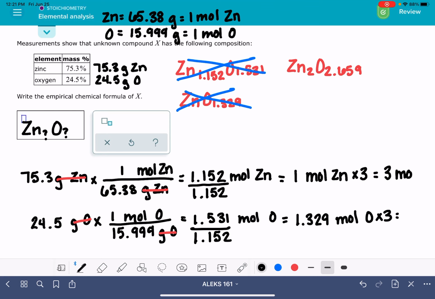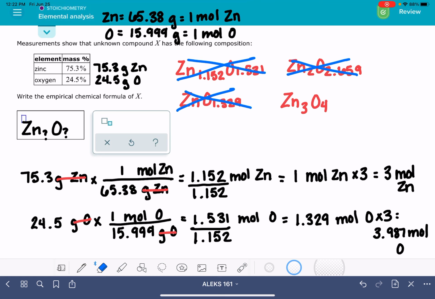So 1 times 3 is 3 moles of zinc, and 1.329 times 3 is 3.987 moles of oxygen. Now that is close enough to 4 that I feel comfortable rounding that. That's what I'm talking about in terms of getting nice and close. So now we have 3 moles of zinc and we have 4 moles of oxygen. Zn3O4 is our answer.